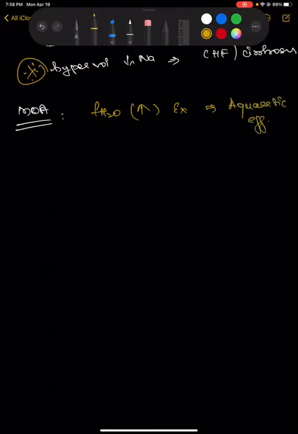The mechanism of action of Vaptans is that it causes an augmentation of free water clearance. That is, it increases the free water clearance, the free water excretion. That is why it is also called the aquaretic effect. And this action is made by inhibiting the V2 receptor.